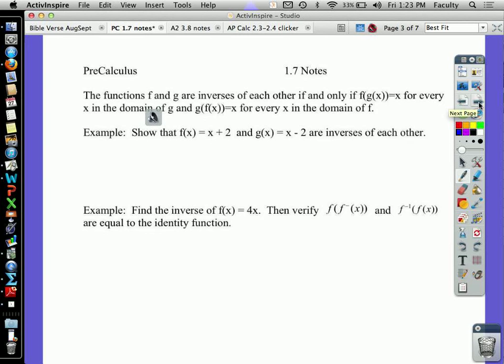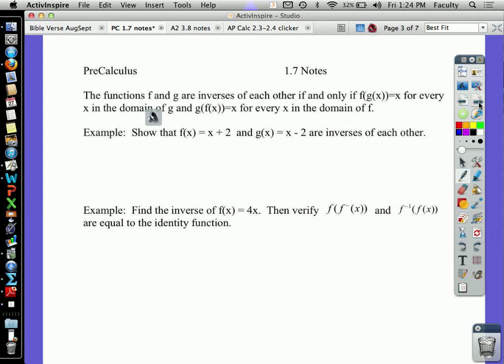And what I want you to see, though, we're going to start off with a formal definition. The functions f and g are inverses of each other if and only if f of g of x is x and g of f of x is x. So it's a good thing we just covered composition of functions because we need that with inverses. So to show that you have inverses, you do the composition in both directions, and if it equals x, they are in fact inverses of each other.